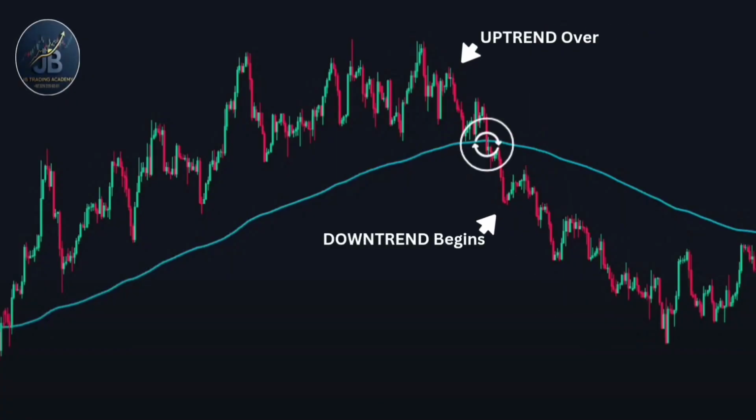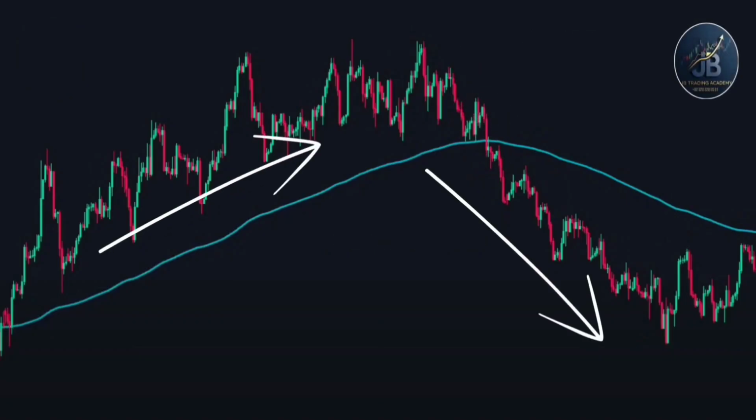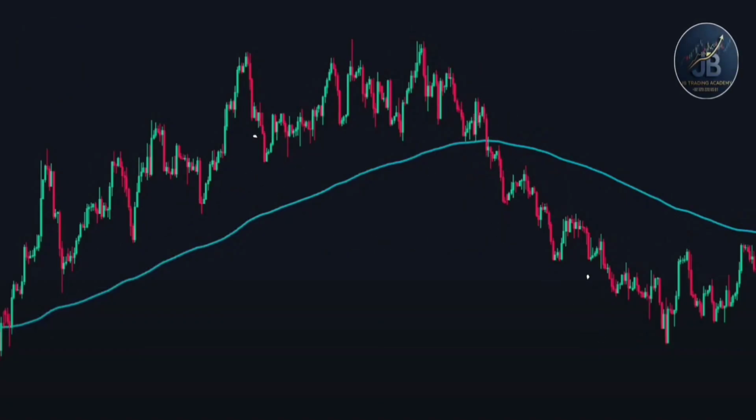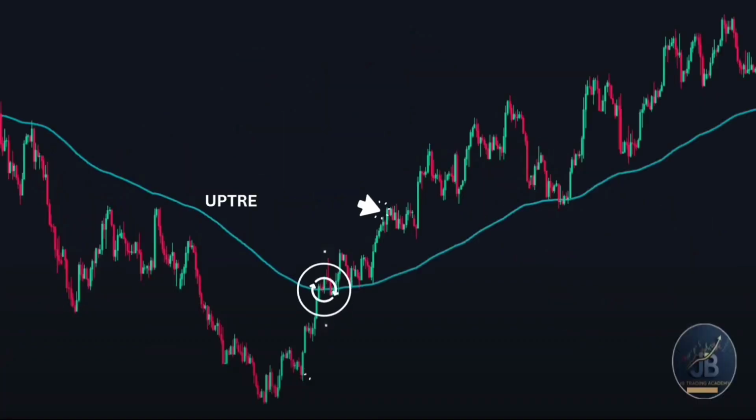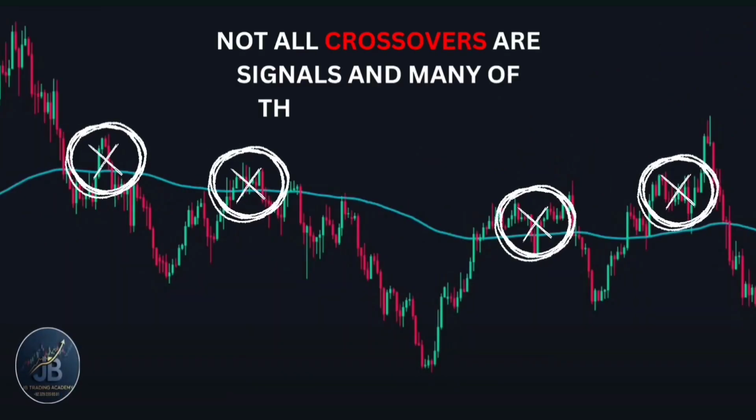Similarly, when the price crosses above the moving average from below, it indicates that the downtrend is over and the price will start a new uptrend. But remember, not all crossovers are reliable, and many of them can be fake signals.